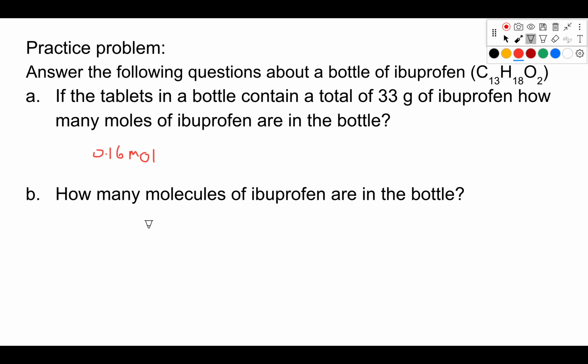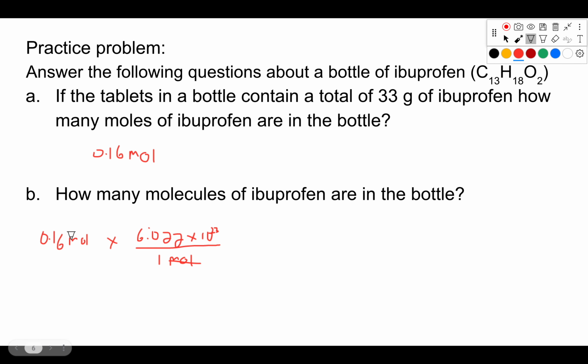Well, fortunately, we can use Avogadro's number to convert from moles to number of particles. So we're going to take our 0.16 moles, and we're going to take it times Avogadro's number, because we know that there are 6.022 times 10 to the 23rd molecules in 1 mole.